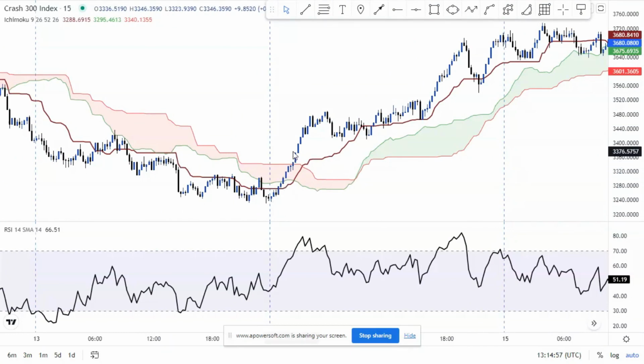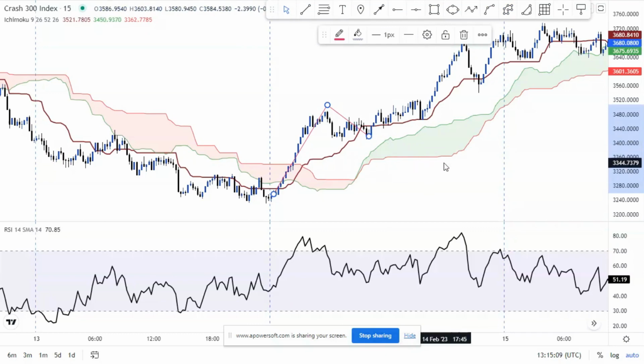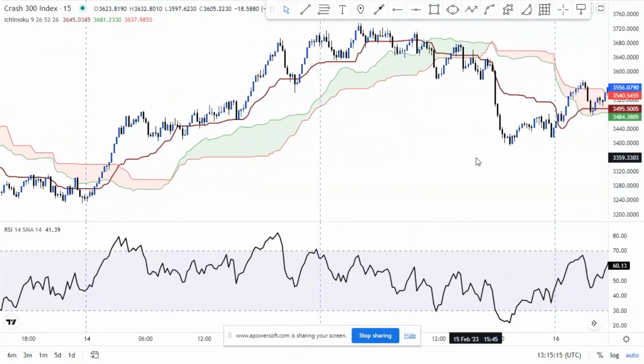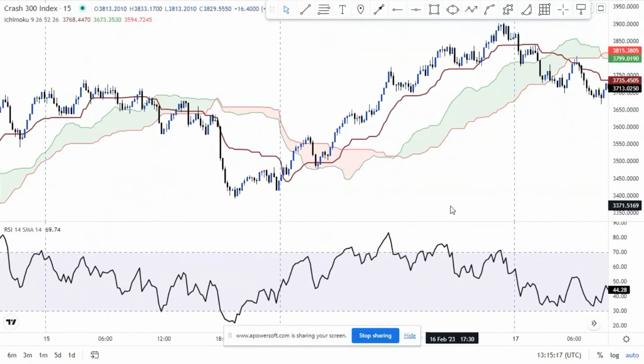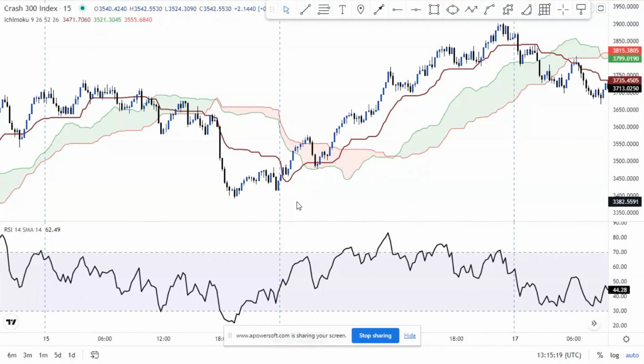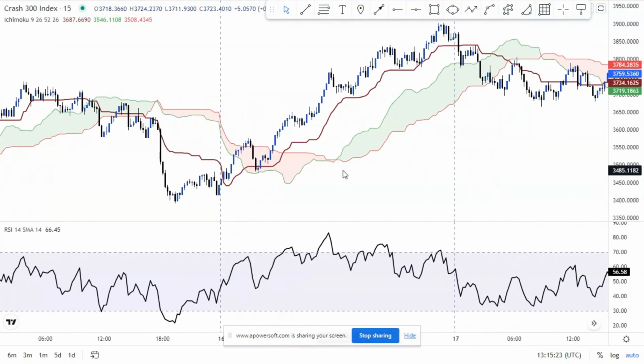And then if we cross above, and the market goes up, and then it comes here to the baseline, but the baseline is not crossing the cloud, then here we look for buys. This is Boom and Crash. And then you can get some awesome entries every day.